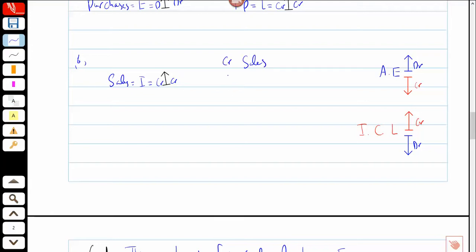Now, if we buy on credit, it is trade payables. If we sell on credit, it would be trade receivables. Trade receivable is an asset by nature. An asset equals debit, and in this case, it has increased. So debit trade receivables.